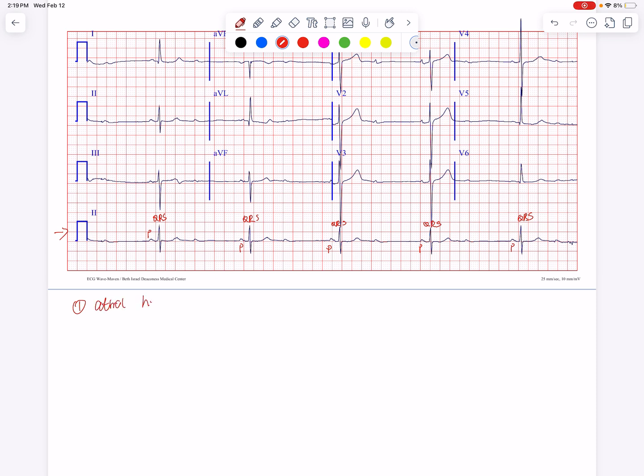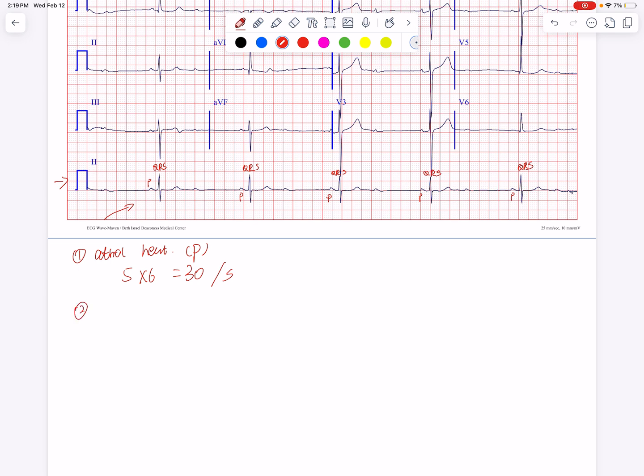atrial heart rate. Since this is regular, we're going to look at the last one, which is lead 2. The atrial heart rate means we look at how many P waves there are: 1, 2, 3, 4, 5, as shown here. So we have 5 times 6, which is 30 beats per minute.